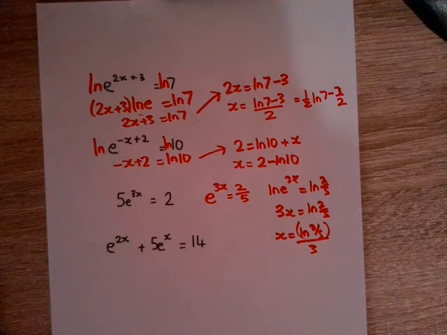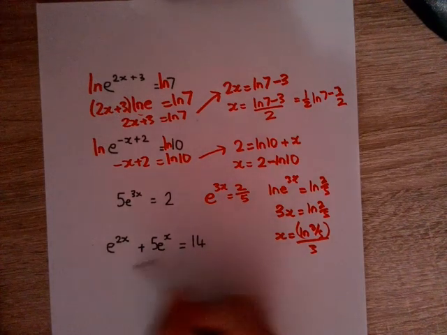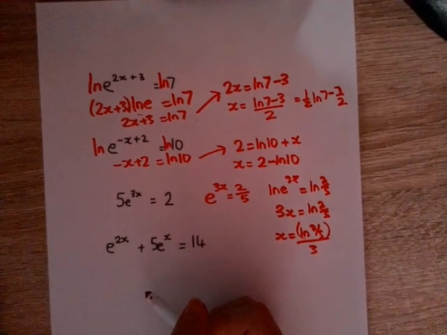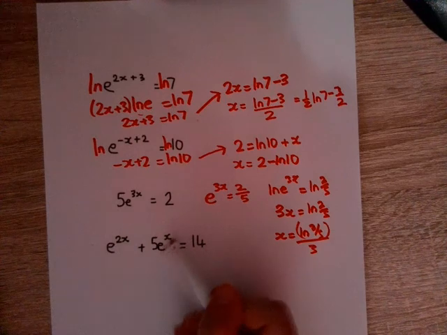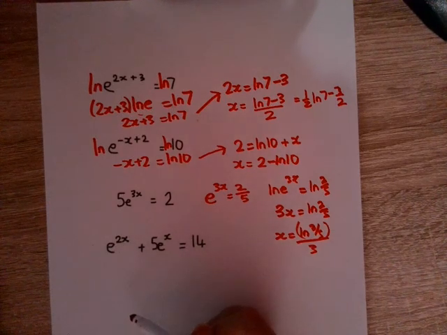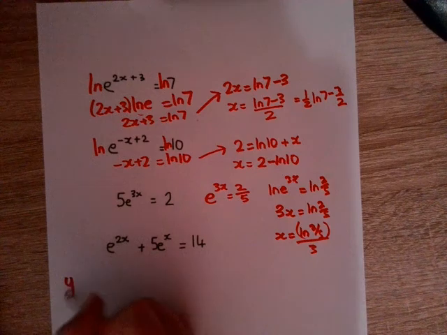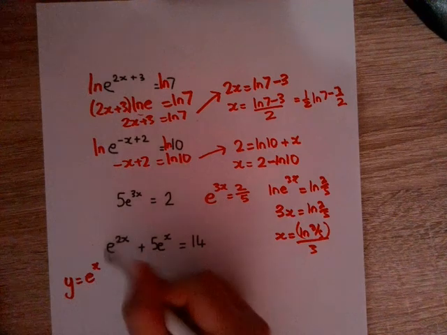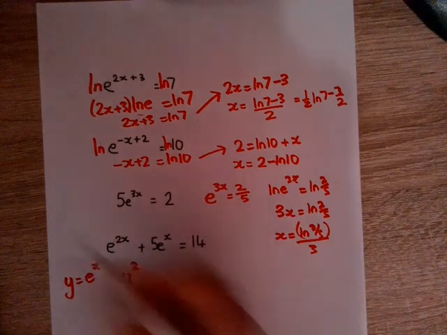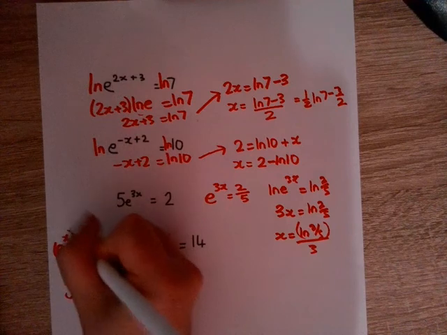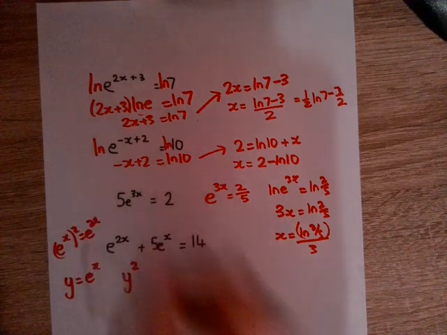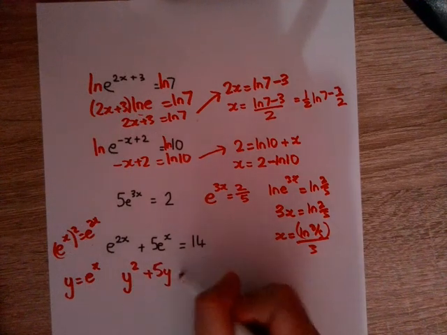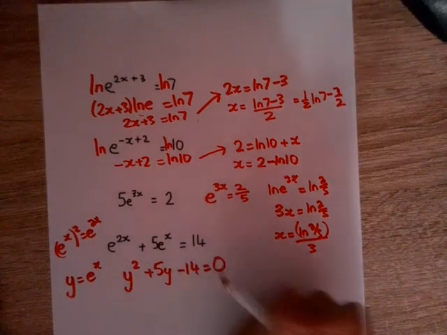Right, the next one then, you can see, looks a little bit different. So with this one, you should hopefully be able to spot that this looks a little bit like what we were doing the other day when we were using quadratics to solve other equations. e to the x squared is e to the 2x. So what we can do is make a substitution by letting y equal e to the x. So that would mean that e to the 2x is y squared, because e to the x squared is e to the 2x. So it'll be y squared plus 5y, and then if we minus the 14 to make this equal 0, because it's quadratic.